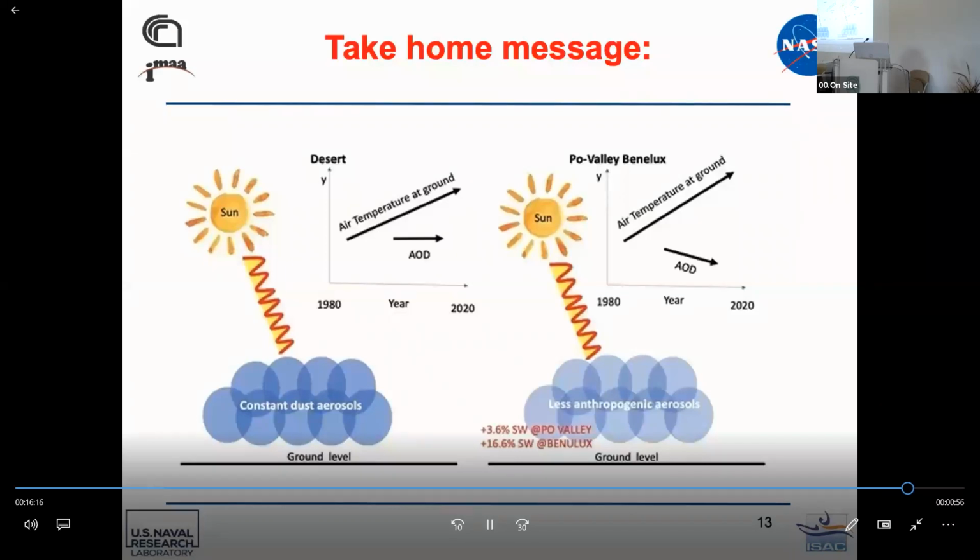This is less anthropogenic aerosol. So still, air temperature at ground is increasing because there are two combined effects: more CO2 from the 80s, but also less aerosol that reflects the incoming shortwave solar radiation.